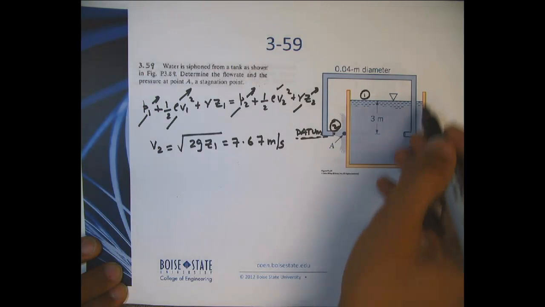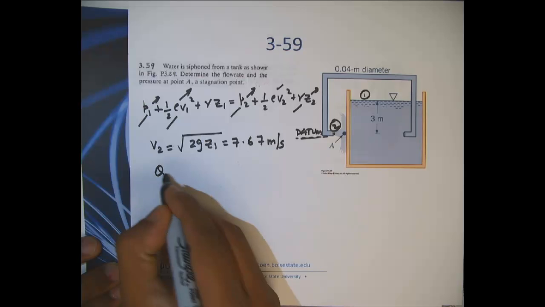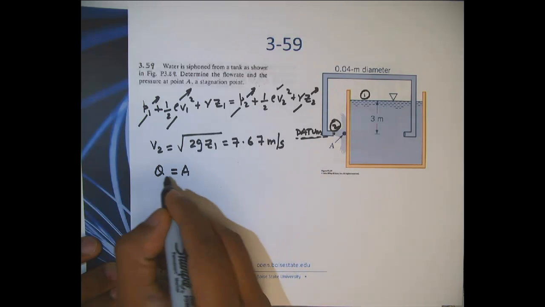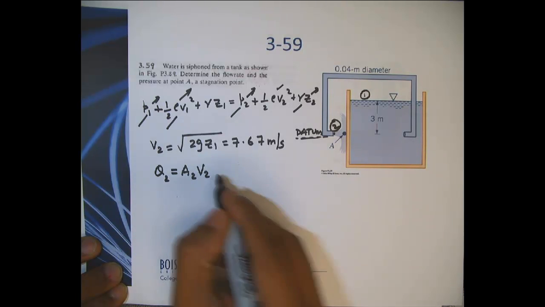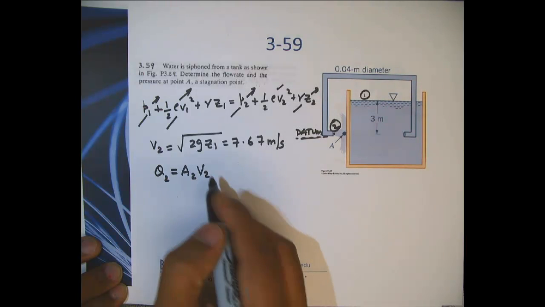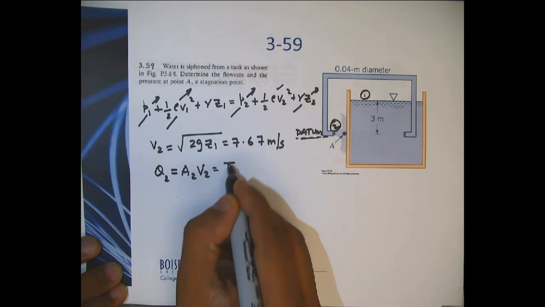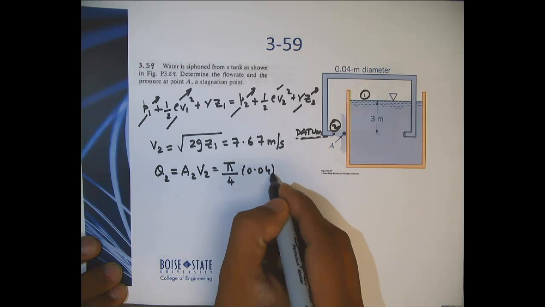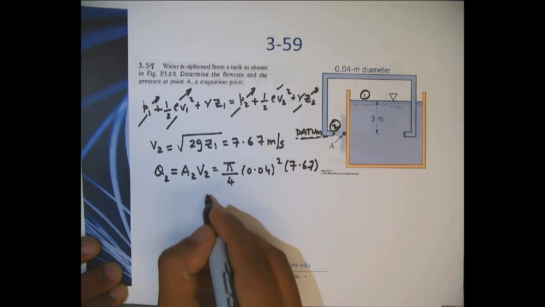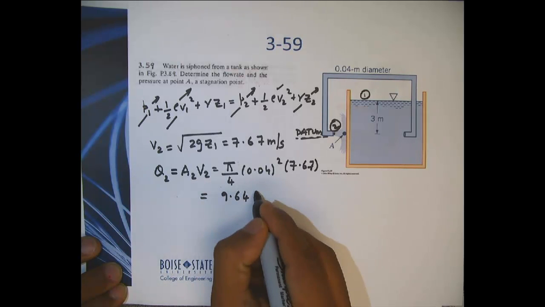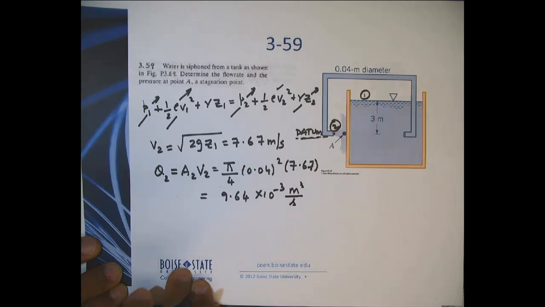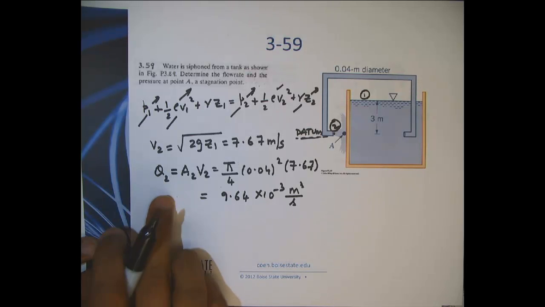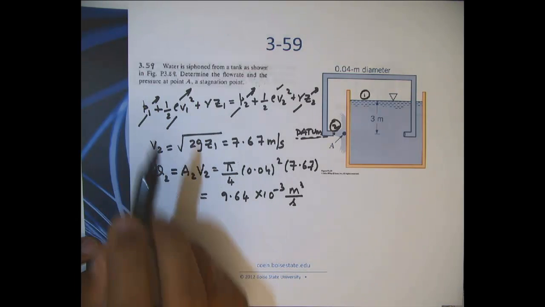So once I know this, I know that I can compute a flow rate. So Q, or Q2, it would be the same, A2 V2. I know A2. I know the diameter of the pipe. It's the same diameter throughout. So I have pi over 4 d square times the velocity. So that gives me 9.64 times 10 to the minus 3 cubic meters per second. Okay. However, we are not done yet with the problem. Only we determined the flow rate. We still have to determine the pressure at point A.